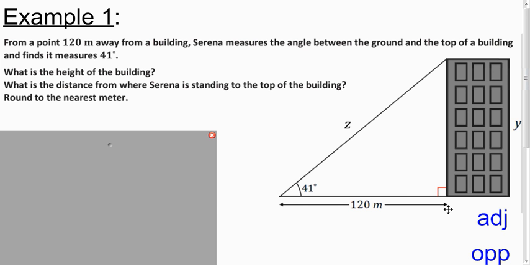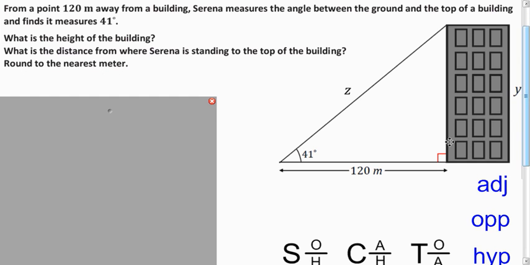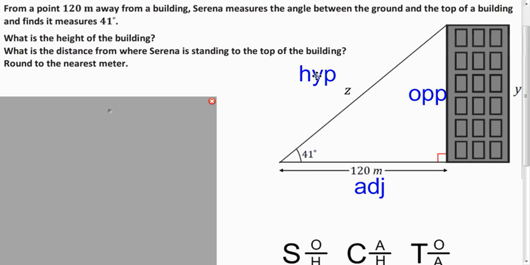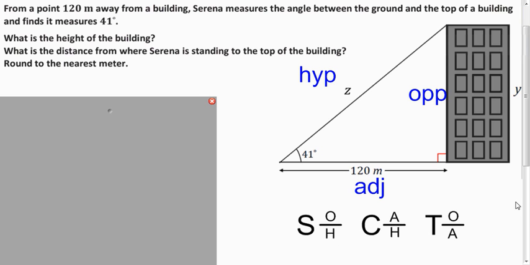Well, first thing you do is you label your three sides like we've been doing. So here's our angle. The adjacent leg is over here. Opposite leg is over here, the height of the building. And the hypotenuse is this distance. So now the question is, which of the three ratios is going to be useful?